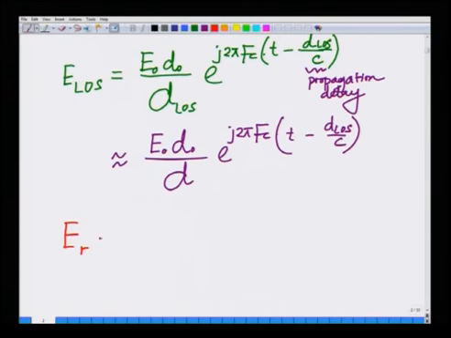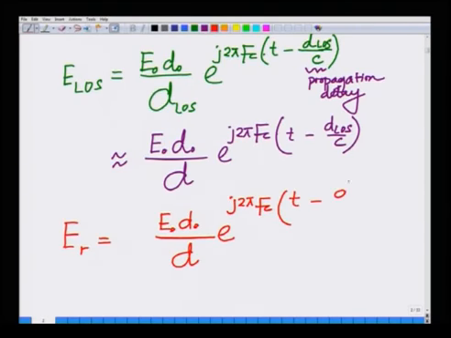Similar to above, the strength is E naught d naught, again I am going to approximate dg by d, into e power j 2 pi f c t minus dg. This is the propagation delay which is related to the distance dg. However, there is also now a factor of -1, and that arises because of the ground, that is the phase inversion at the ground reflection.